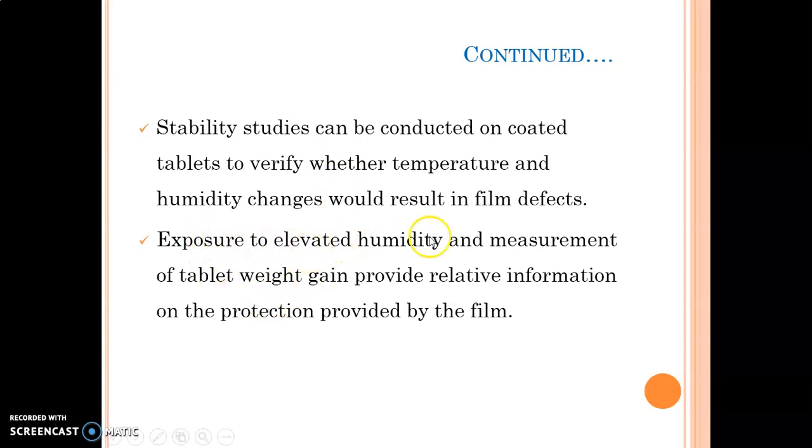Then exposure to elevated humidity and measurement of tablet weight again provide relative information on the protection provided by the film.